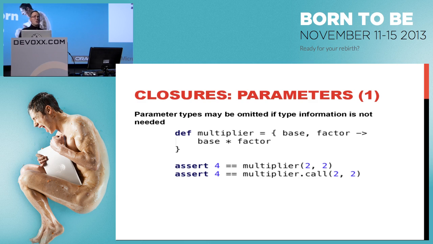In Groovy, you can also have no types. If you don't want types, don't use them. If you need those types, put them there. It's the same thing whether you put types or not. You can still call these closures in the same way.